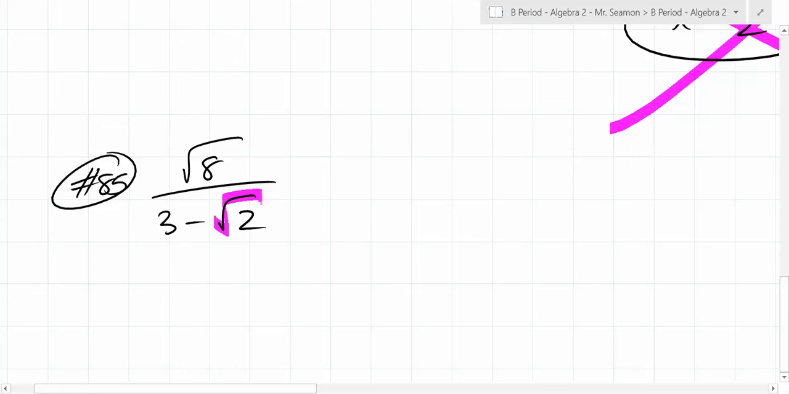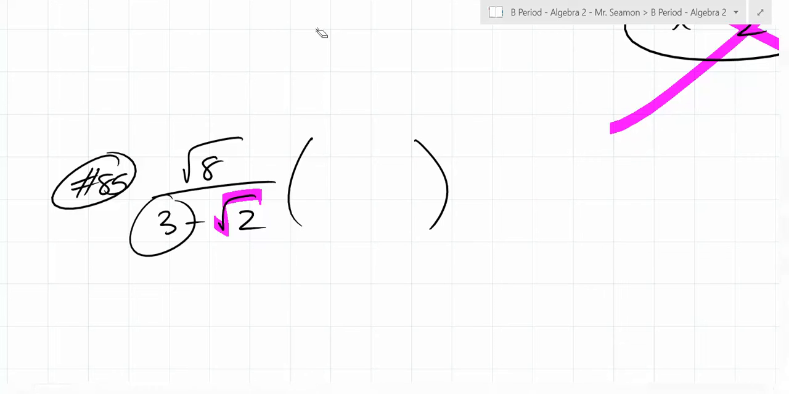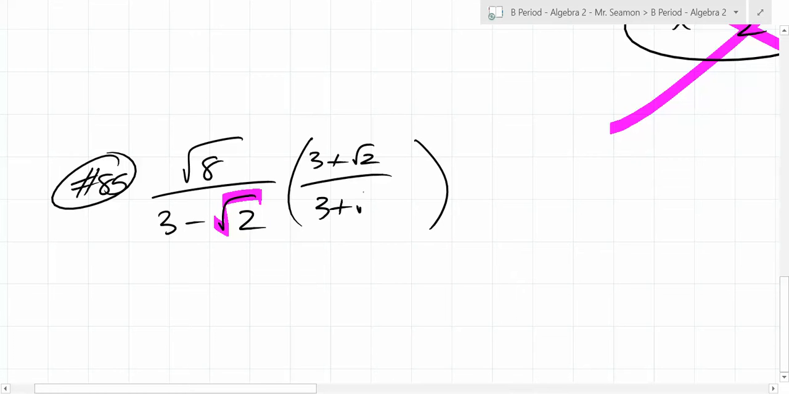Why isn't that in most simplified form? Yeah, we don't like the square root in the denominator, right? So what do we need to multiply by, Rachel? Not enough, because if you multiply by root 2, you also have to multiply the 3, and you're going to have it closer. You need 3 plus root 2 over 3 plus root 2. You have to do the conjugate, the opposite of it.